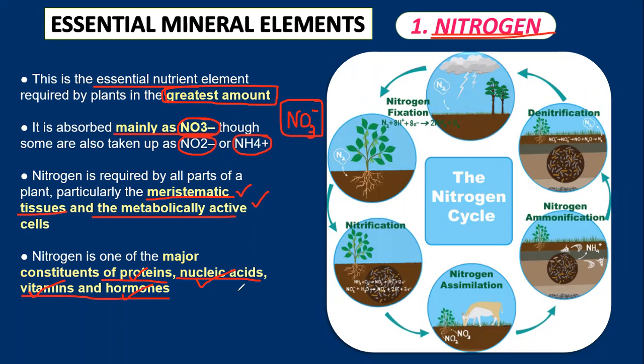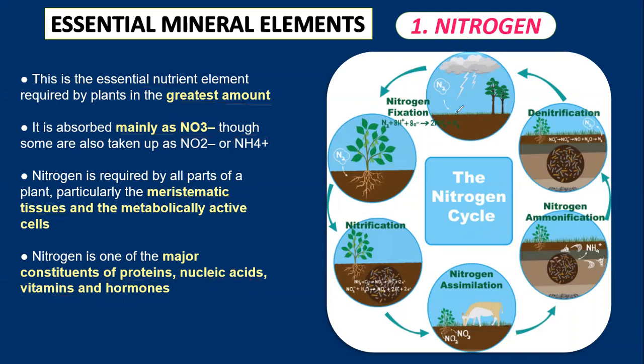There won't be hormone. So if hormone is also included, the answer would change from A to B. Okay, that is, your answer will change to nitrogen. Clear? If hormone is not included, then your answer will be the other one. So be careful about each point, which is very, very important.